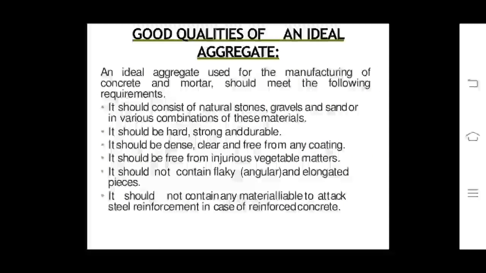Good qualities of an ideal aggregate. An ideal aggregate used for the manufacturing of concrete and mortar should meet the following requirements. It should consist of natural stones, gravels, and sand in various combinations of these materials. It should be hard, strong, and durable. It should be dense, clean, and free from any coating.